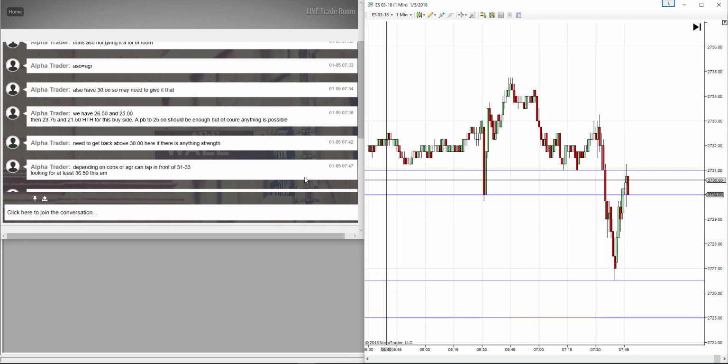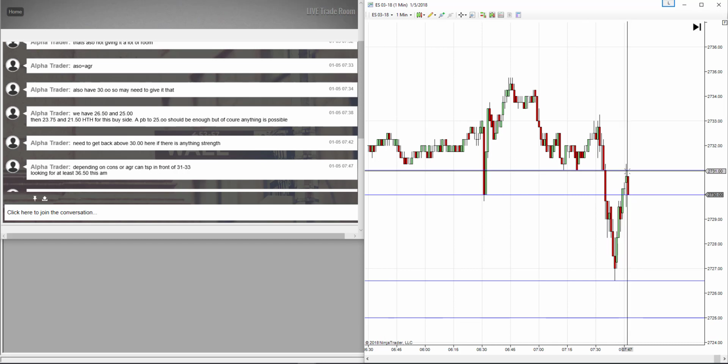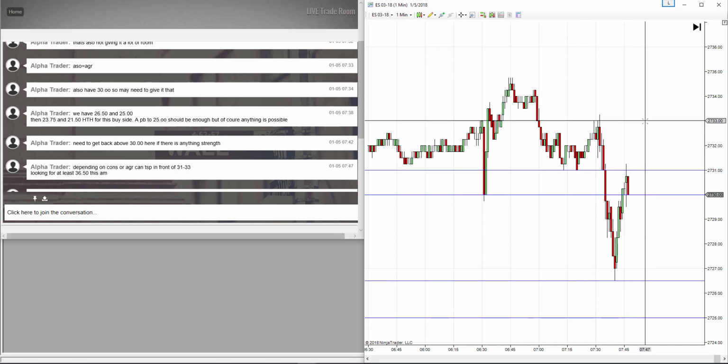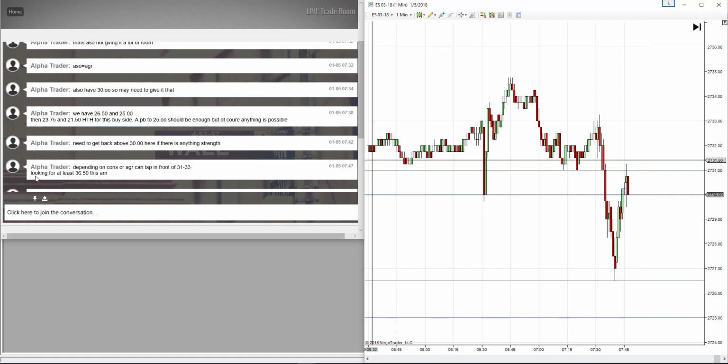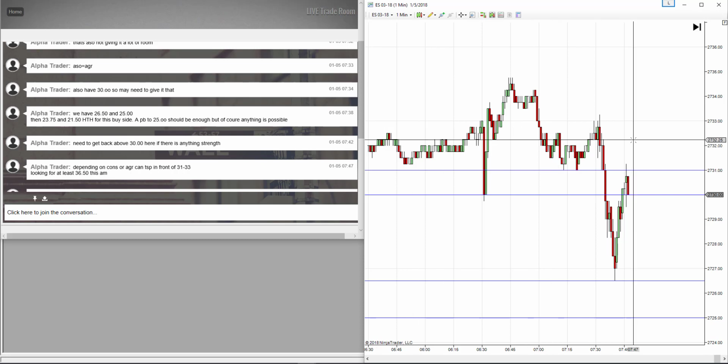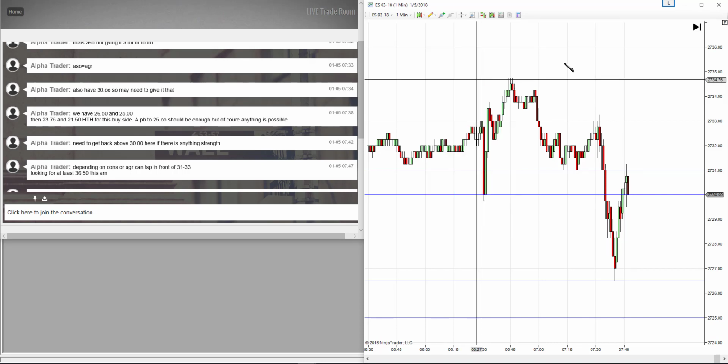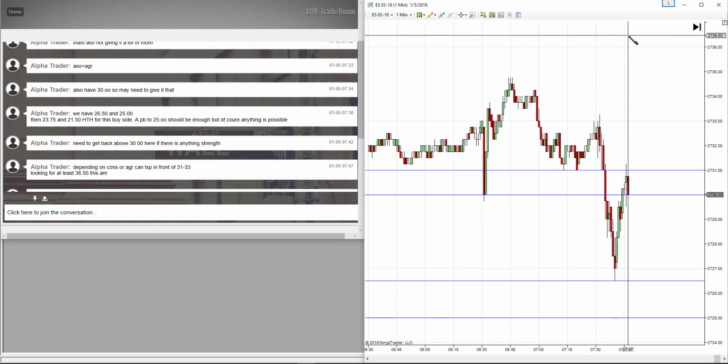So it depends on if you're conservative, that's what that abbreviation means, or aggressive, AGR, you can take some profit anywhere between 31, which is where we're at basically now at the post, and 33. And then you see this next comment. This is really, really important, looking for at least 36.5. Why is that important? That's important because we now have a long-term target. So now I'm going to take my line and put one at 36.5.